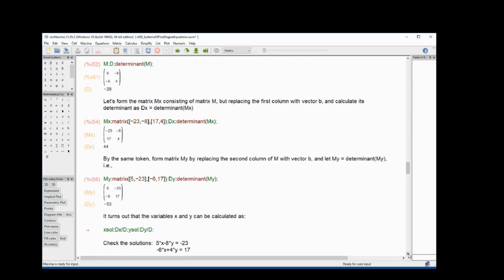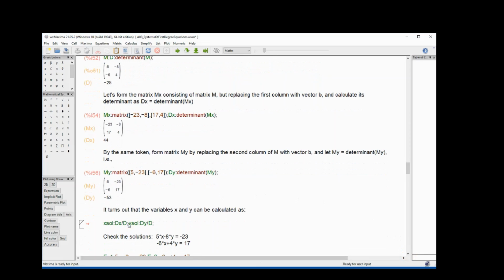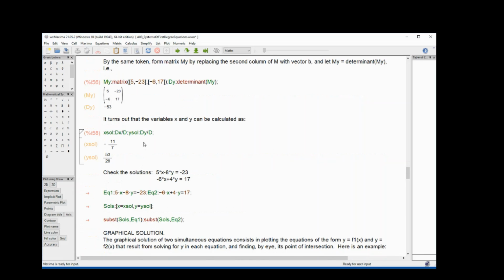It turns out that the solutions for x and y that I call x sol, y sol, are equal to the determinant dx, the one when we replace the first column with the vector on the right-hand side, divided by the determinant of the matrix of coefficients. And for y, in a similar manner, the determinant of the matrix where we have replaced the second column with the elements in the right hand side of the equations, divided by the determinant of the matrix M. And we get the results as -117/53 and 28.